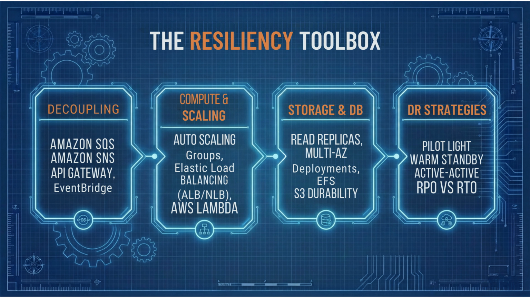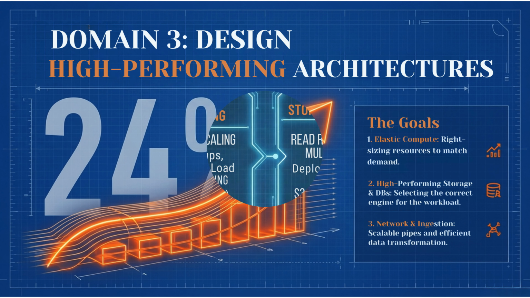Your primary tools for loose coupling are Amazon SQS for queuing and event-driven architectures to prevent cascading failures. For high availability, deploy application load balancers and Route 53 across multiple availability zones. Finally, master disaster recovery strategies like pilot light or active-active failover to meet your RTO and RPO targets. Build for resilience, and you're ready for 26% of the exam.